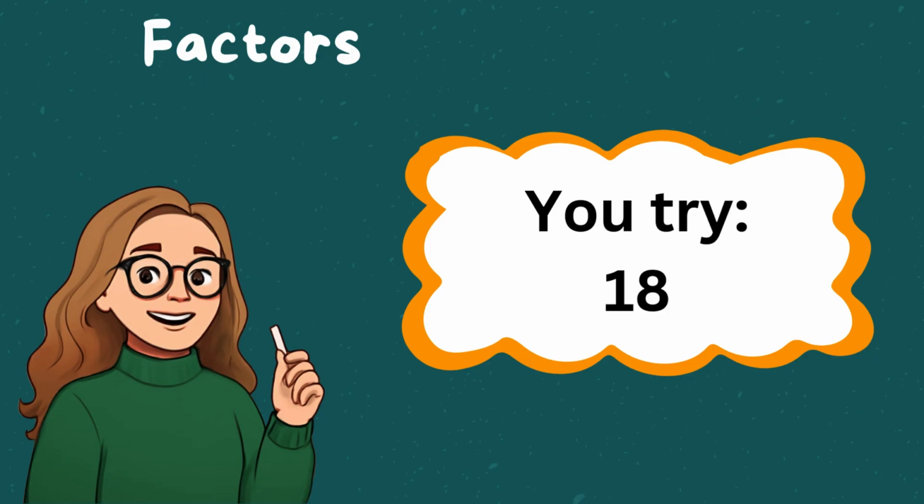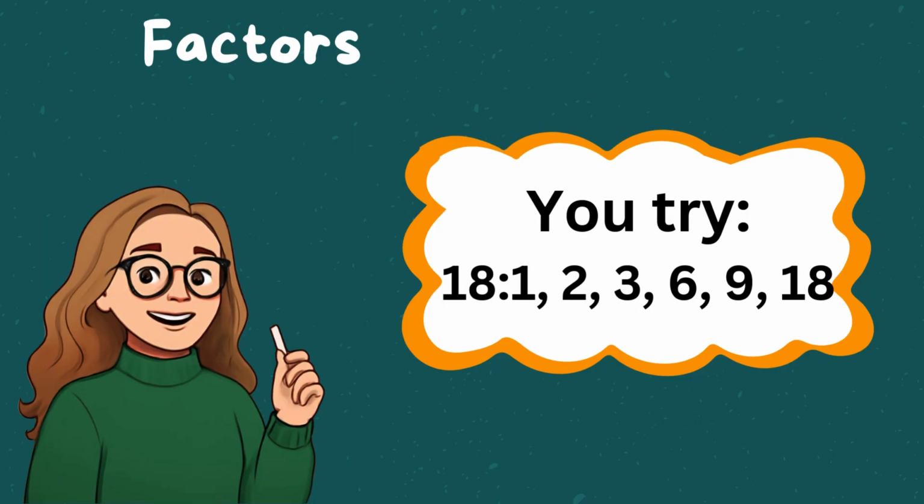You try 18. Pause the video if you want to try to write the factors on your own. If you wrote 1, 2, 3, 6, 9, and 18, you're correct. You've listed all of the factors of the number 18.